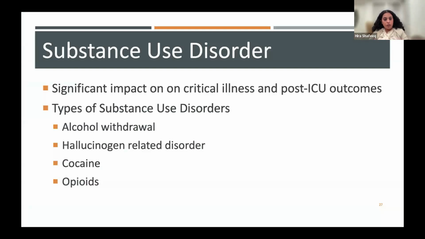Types of substance use disorders: you can have alcohol withdrawal. Severe alcohol withdrawal you always see in the medical ICU, but know that in a lot of these other ICUs you can also see patients with alcohol withdrawal, especially if the patient is intubated and going through withdrawal, it can become even harder to detect. You can also have hallucinogen related disorder, cocaine withdrawal, and then, of course, because of the opioid epidemic, opioid withdrawal.